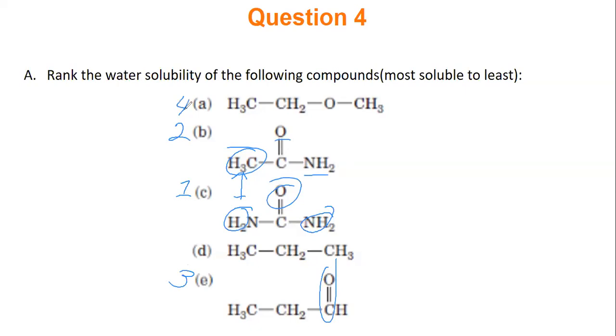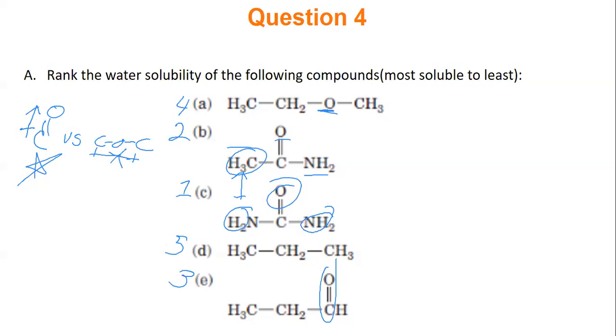Four is A, because you have this ether, COC. That oxygen is not the most polar oxygen, so it's not great at hydrogen bonding. It can still do it marginally. But if you're comparing C double bond O versus COC, C double bond O is much better at hydrogen bonding because there's a lot more polarity happening. So that's why it's four. D, that's all hydrophobic. There are no hydrogen bonding groups there, so that is not soluble at all.